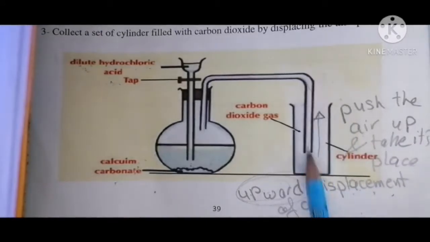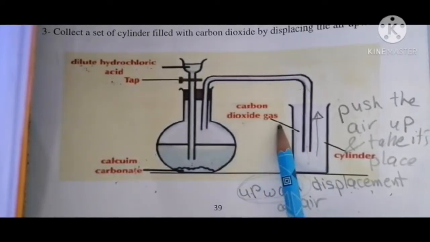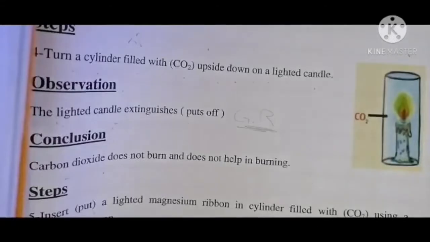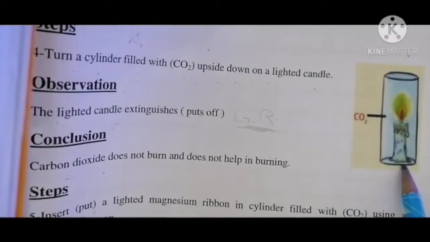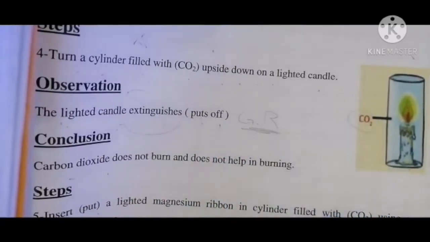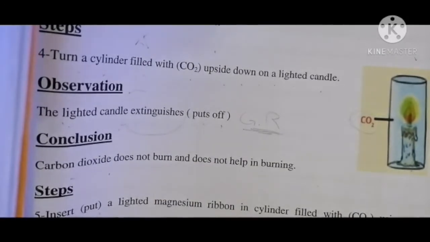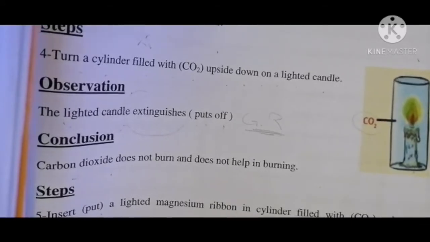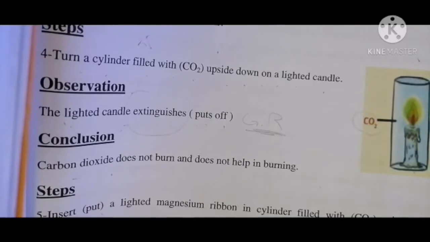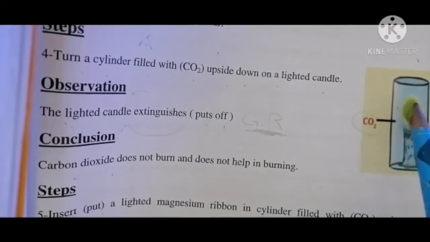Now this tube is completely filled with carbon dioxide. I will test it to check that this gas inside is carbon dioxide gas. What shall I do? I'm going to get the cylinder and put it over a lighted candle. I will notice that the lighted candle is going to extinguish or put off. Why? Because the carbon dioxide is a gas that doesn't burn, and it doesn't help in burning. We used to say that the oxygen helps in burning. So if I light a candle, the oxygen will keep this candle lighted. What about the carbon dioxide? It doesn't help in burning, so the candle is going to put off.